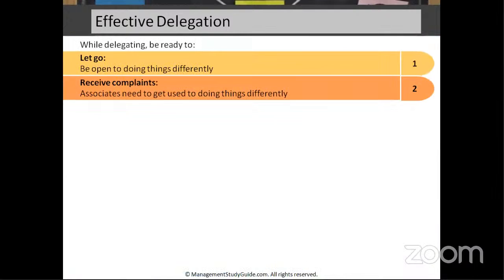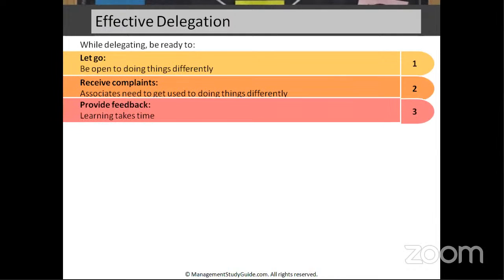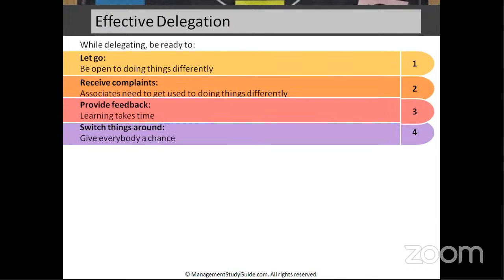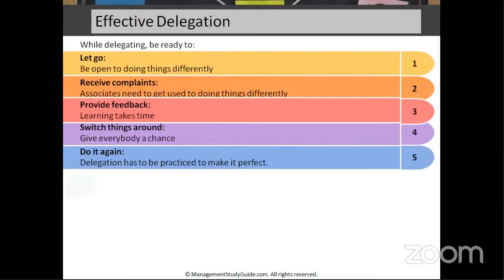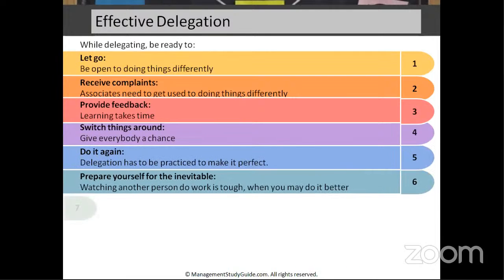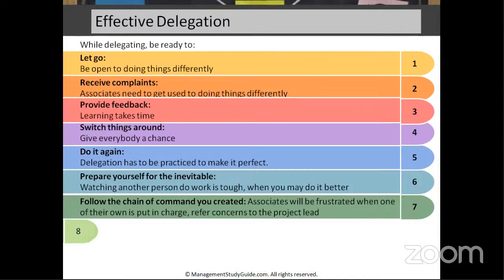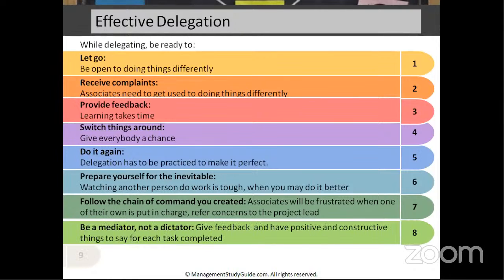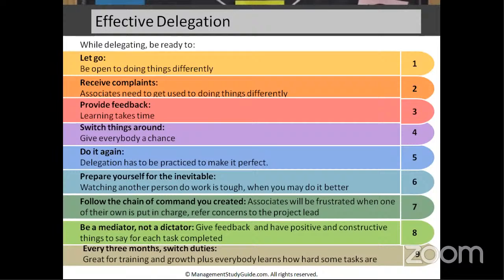Why delegating? Be ready to let go. Be open to doing things differently. Receive complaints. Associates need to get used to doing things differently. Provide feedback. Learning takes time. Switch things around. Give everybody a chance. Do it again. Delegation has to be practiced to make it perfect.